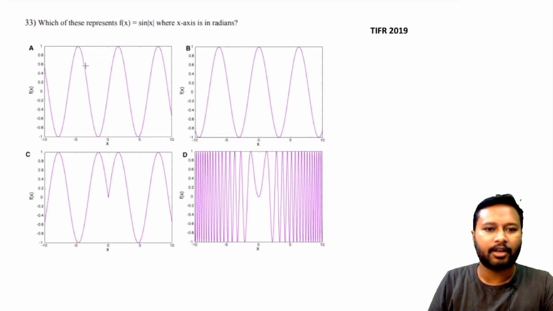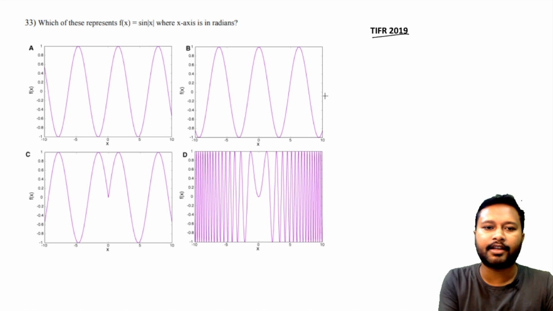All right. Now this is a very good question. It says, which of these represents f(x) equals sine mod x, where x is in radians, and this was asked in TFR 2019. So first thing is that they are asking you for sine mod x.